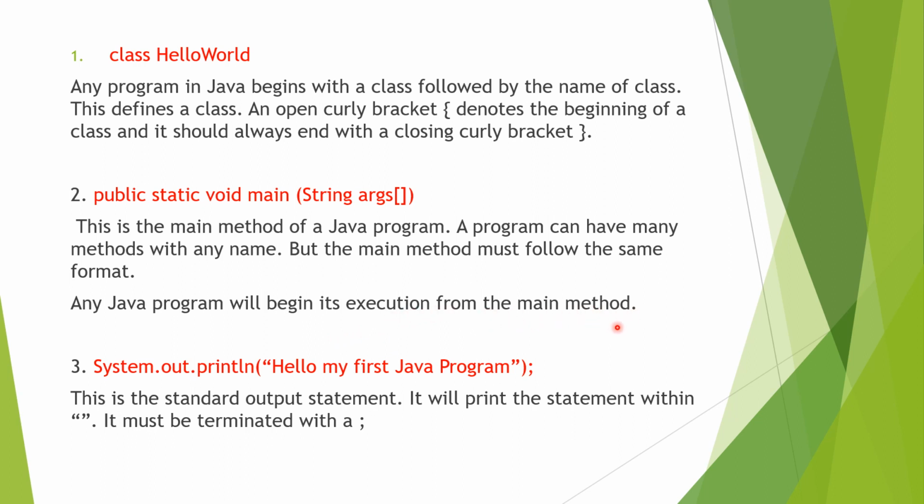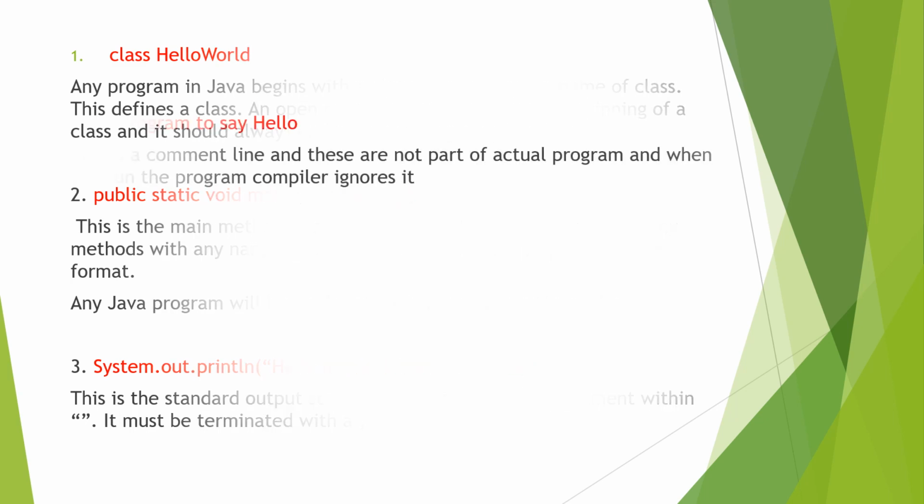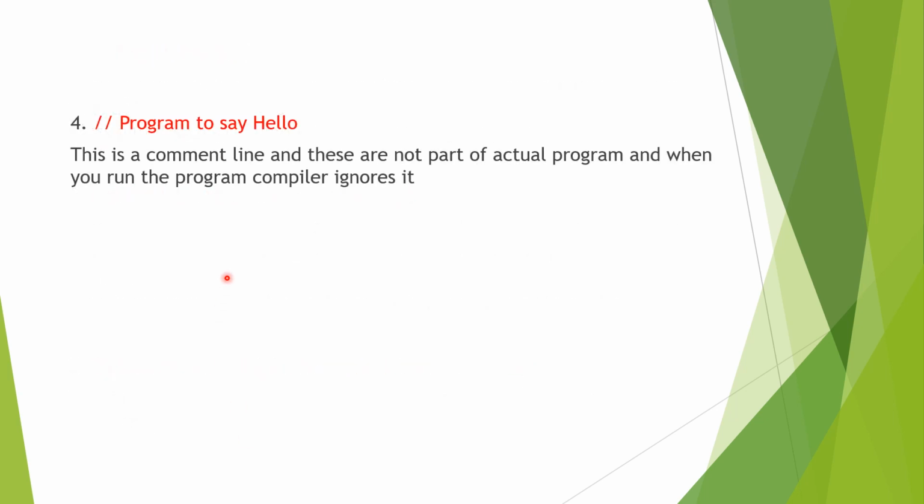Always remember this thing. Now the third is system.out. This we have already discussed in detail. To display the output, we give this statement system.out.println. And this one, as you already know, is a comment, and this statement will always be ignored by the compiler, and this is not a part of the actual program. I hope this is clear.